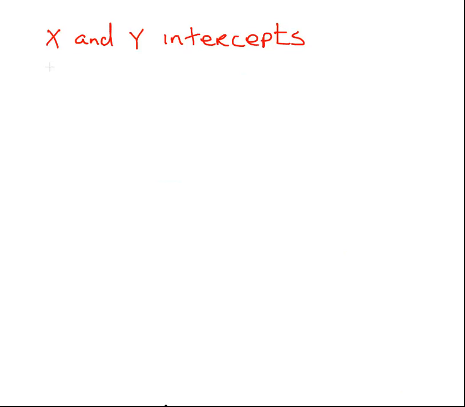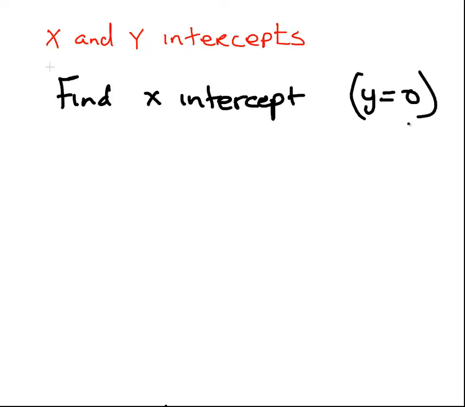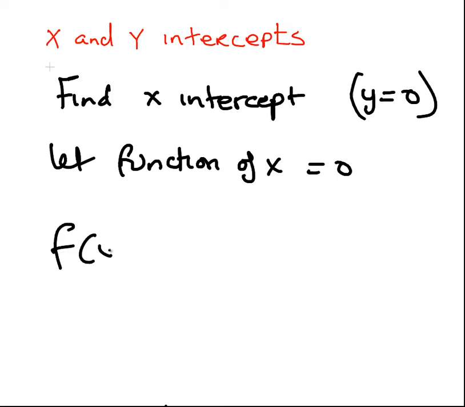So to find the x-intercept, we do something similar. So that's the y-intercept, so now find the x-intercept. On the x-axis, y is equal to 0. So let the function of x, or in other words y, equal 0 and solve for x.